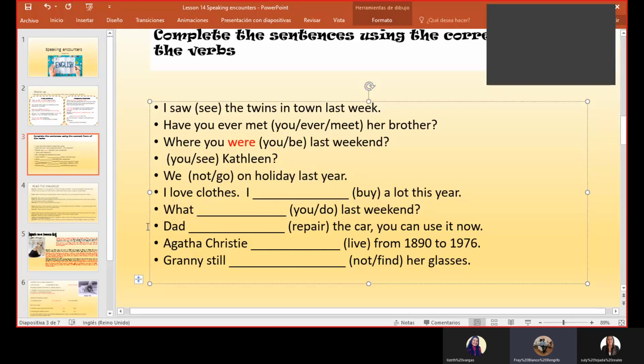Ya le escribo en el chat. Ok. ¿Cómo se hacen las preguntas con pasado simple? Daniel, Angie.